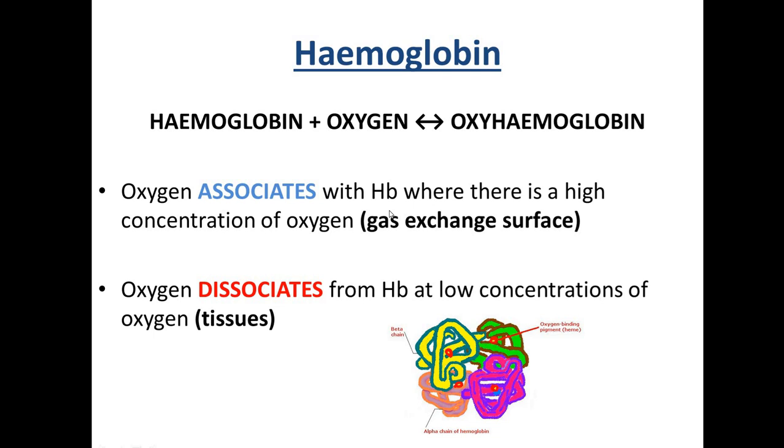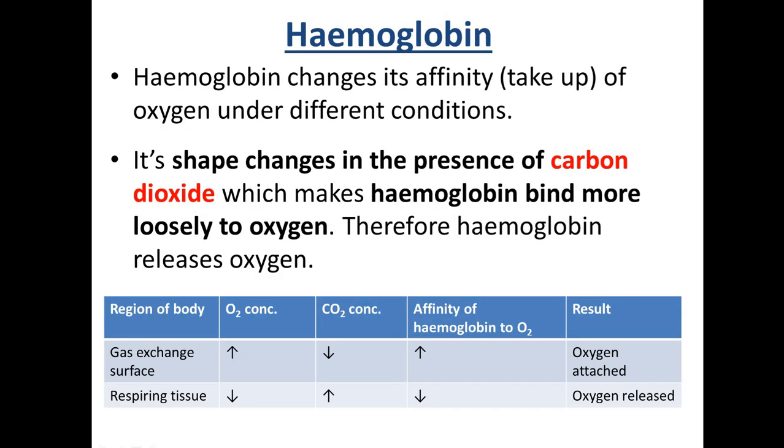So at the tissues, oxyhemoglobin dissociates to form haemoglobin, and the oxygen is given to the cells. And at the lungs, where there's a high concentration of oxygen at the alveoli, the oxygen will join to the haemoglobin, or associate with the haemoglobin, to form oxyhemoglobin. It's a reversible reaction. The reason that this happens, whether it associates or dissociates, is that it changes its affinity, or how easily it takes up that oxygen. So haemoglobin changes its affinity for oxygen under certain conditions.